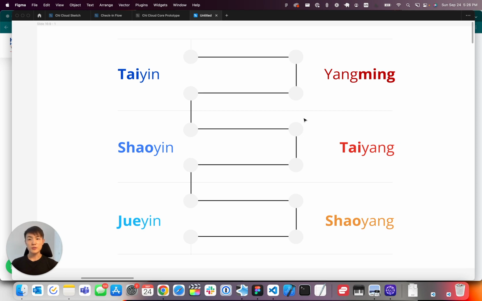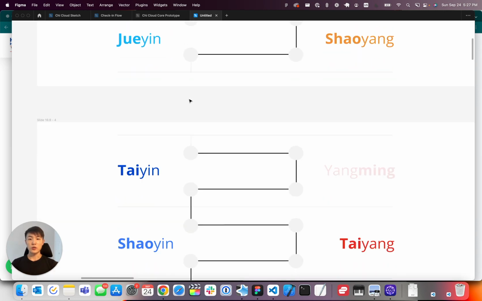On the yin levels, you have tai yin, shao yin, and jue yin. And on the yang levels, you have yang ming, tai yang, and shao yang. Just a little bit of Chinese. Tai means very, so very yin. Shao means very little yin.